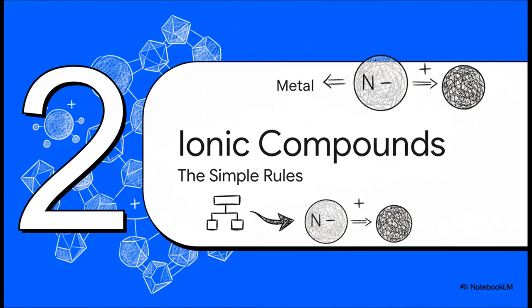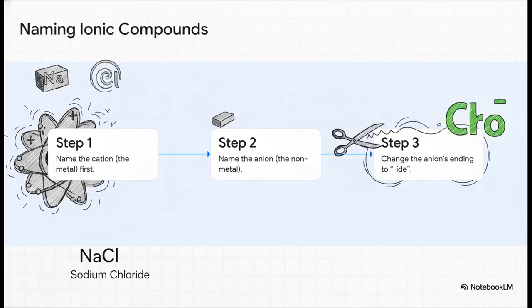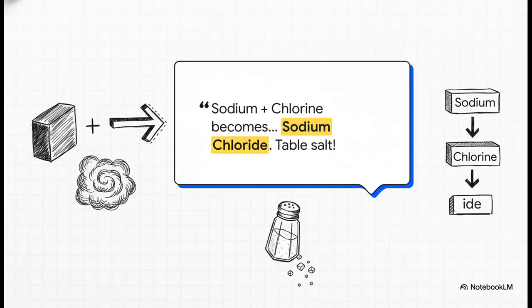All right, let's head down that first path, the one for ionic compounds. These are the ones that start with a metal, and lucky for us, the rules for naming them are super straightforward. It's really just a three-step dance. Step 1, you just say the name of the metal. That's it. Step 2, you say the name of the non-metal that comes after it. And for the final flourish, you just chop off the end of that non-metal's name and stick ide on there instead. Done. Let's try it out with a real one.